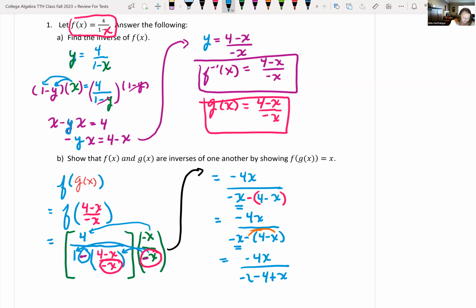Again, I could see something was wrong because I wasn't getting what I needed. So negative 4x all over negative x plus x. Those cancel, leaving us with negative 4. And we get back just x.